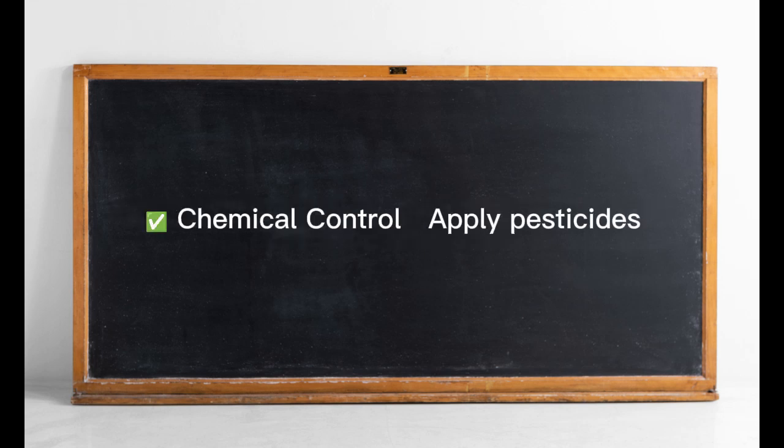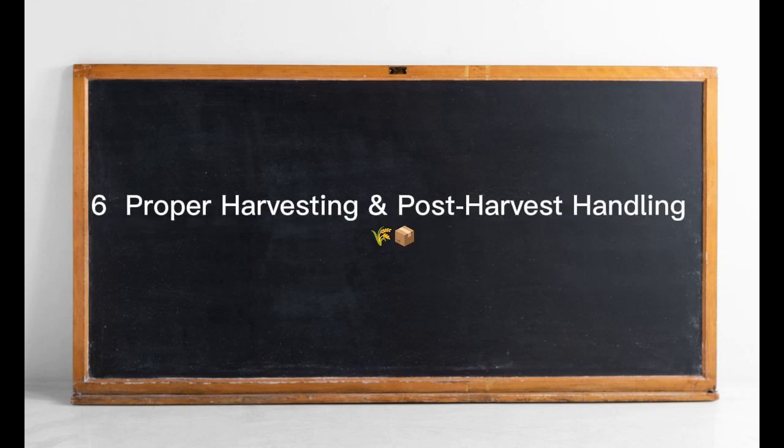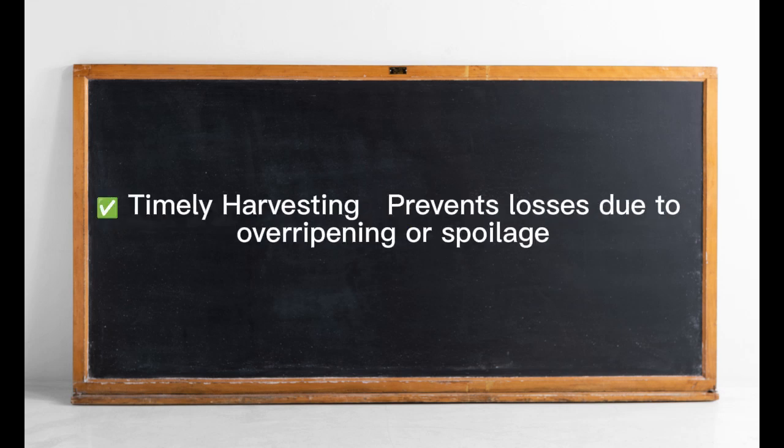Chemical control: apply pesticides responsibly to avoid harming beneficial insects. 6. Proper harvesting and post-harvest handling. Timely harvesting prevents losses due to overripening or improper storage.